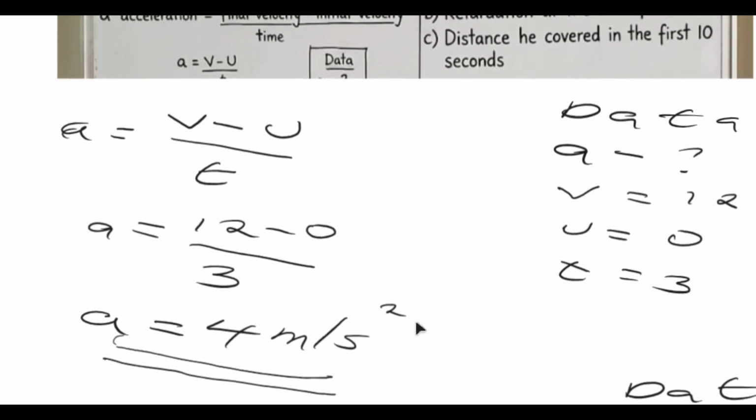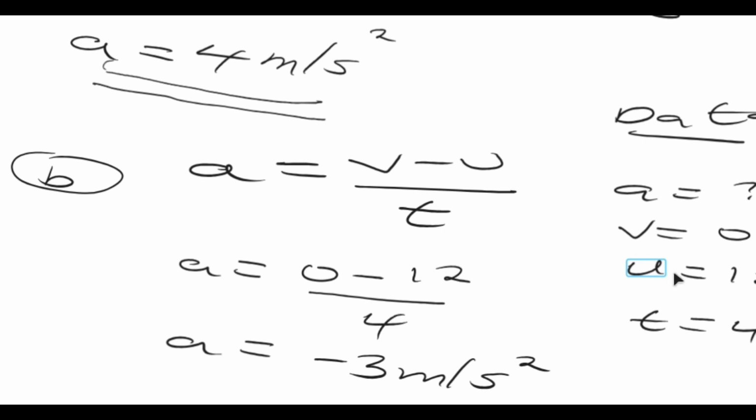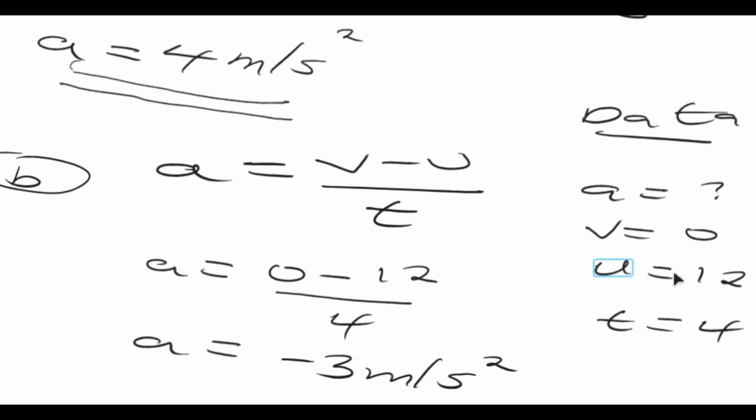Then coming to retardation at the end of his run. Retardation is found by using the same formula as acceleration. The difference is that deceleration is negative and acceleration is positive. So deceleration is what we are looking for, and the final velocity v is 0 because we are coming down, where we stopped. The initial velocity is 12 and t is 4.